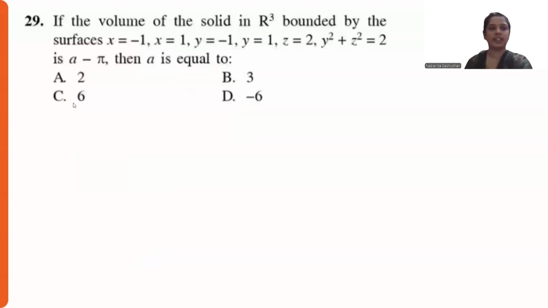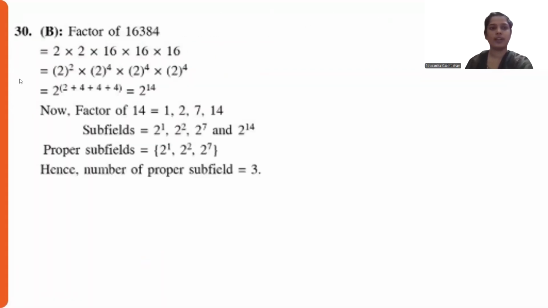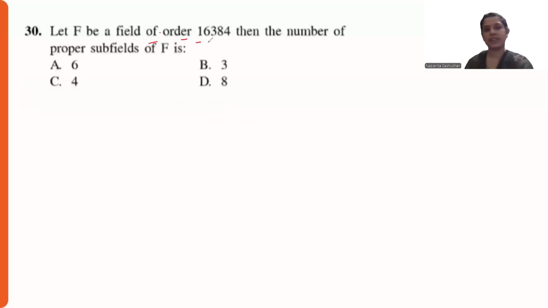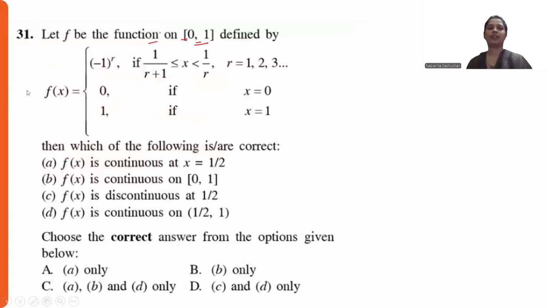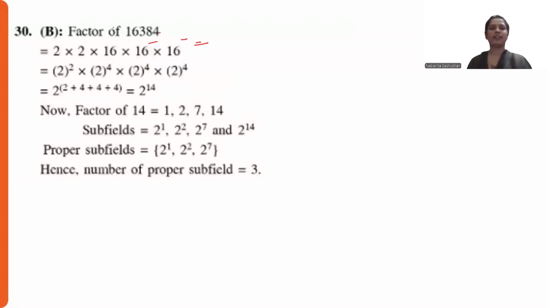Okay, great. Now here we are having that F is a field and its order is given by 16384. Then we have to find the number of proper subfields that we are going to get, right? Okay, now we are going to factorize this thing. So if we find the factors of this, we are going to get 2 to the power 14. So the number of proper subfields is going to be 3, okay? So from there we can say that option B is going to be our correct option.